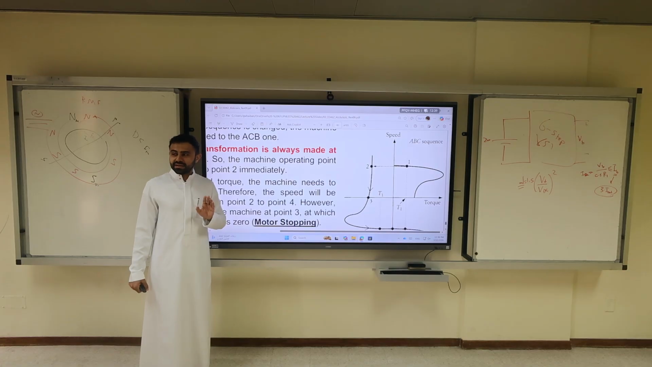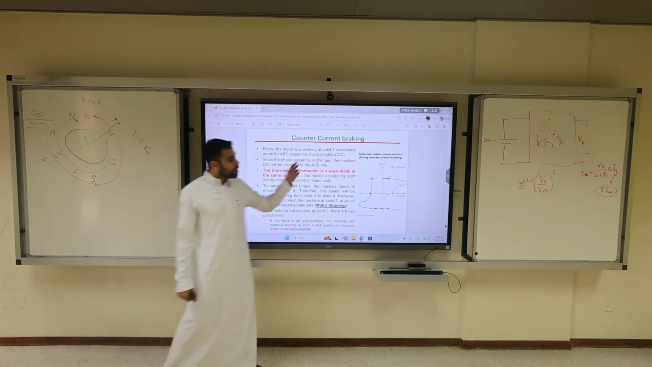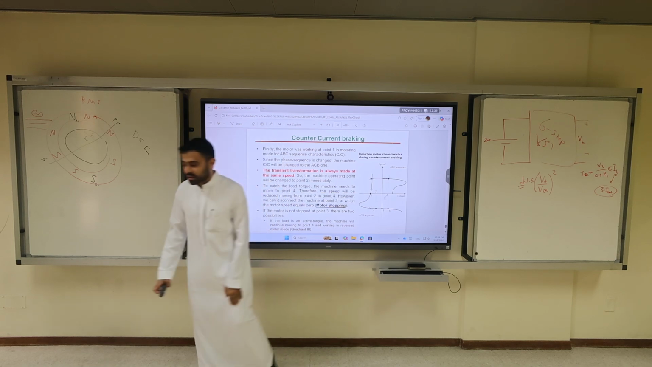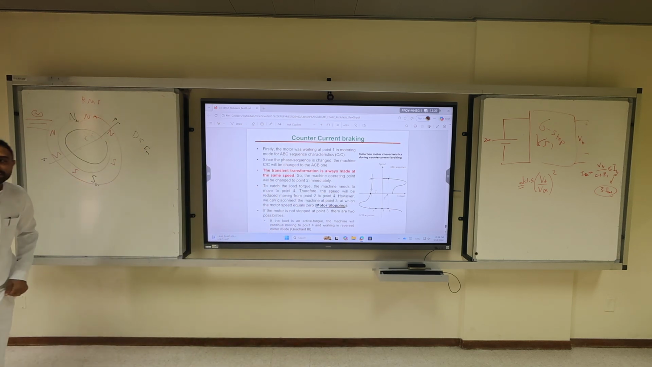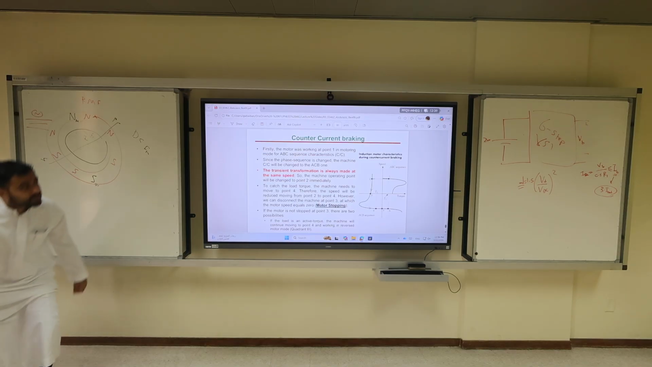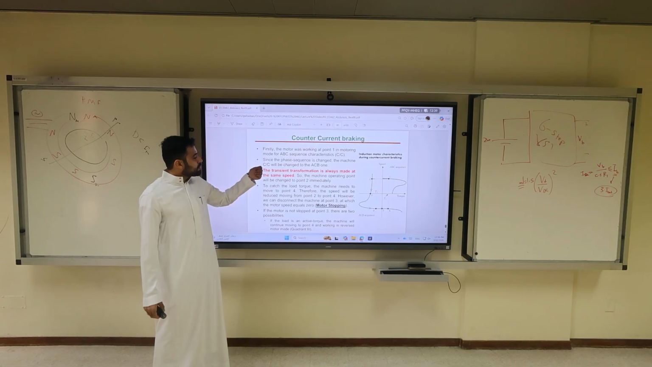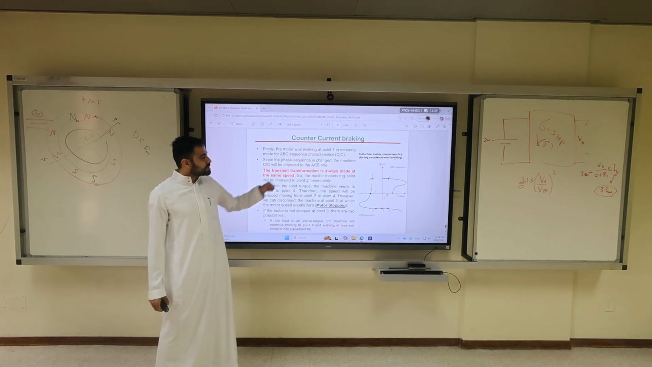Get it? So you're operating at the plugging mode, but you have to have a speed sensor. What is the purpose of the speed sensor? To catch when you reach 0 speed. This is very important. Counter current is very important. Since the phase sequence is changed, the machine capability curve will be changed to the ACB curve.